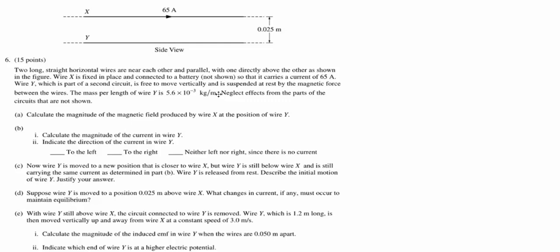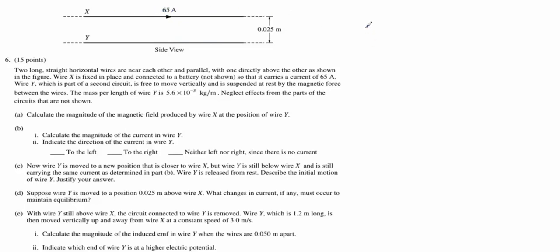We know that it is below wire X, and we want to know the magnetic field produced by wire X at the position of wire Y. So that's a simple, straightforward one, meaning pretend Y isn't even there. What's the value of the magnetic field 0.025 meters away from wire X?